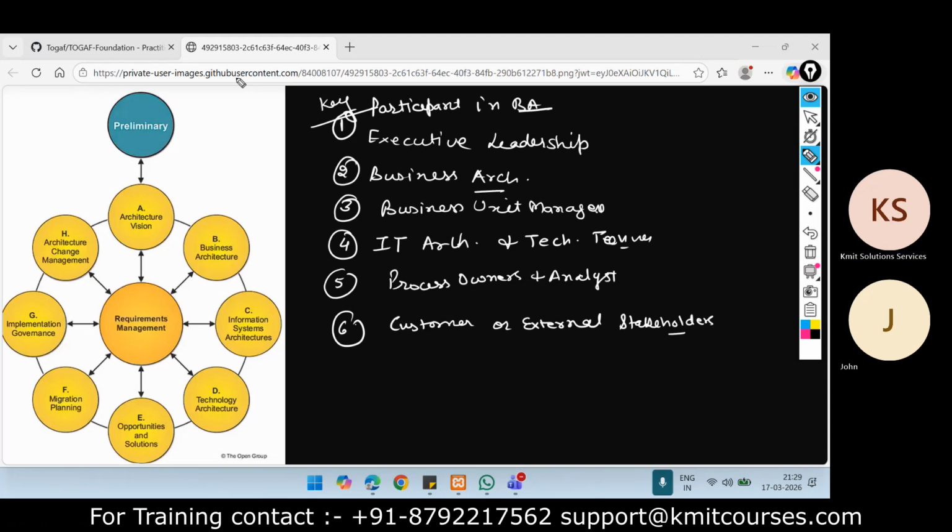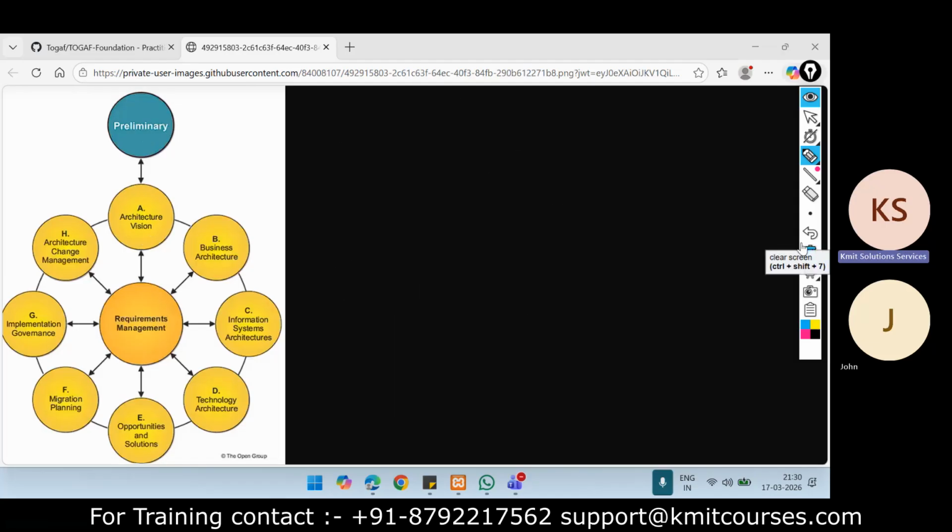All right. So now we have done preliminary, we have done architecture vision, and this is the business architecture. Now let us move to the next phase, which is phase C, information systems architecture. So far we have the architecture vision and the business strategies defined by the business architect. Now you need to support that.